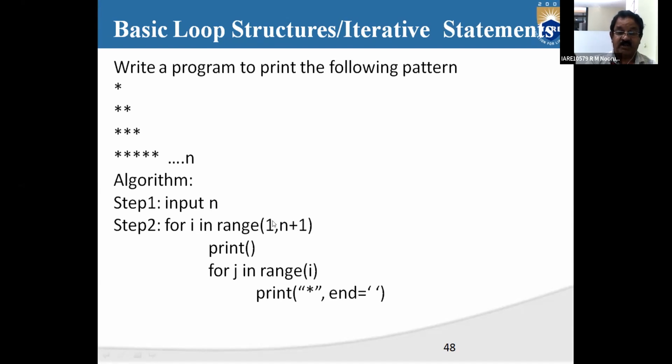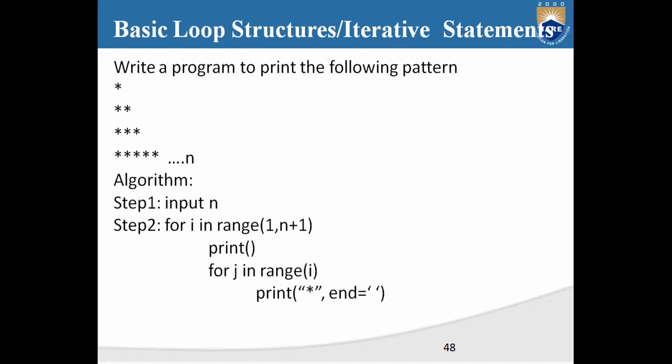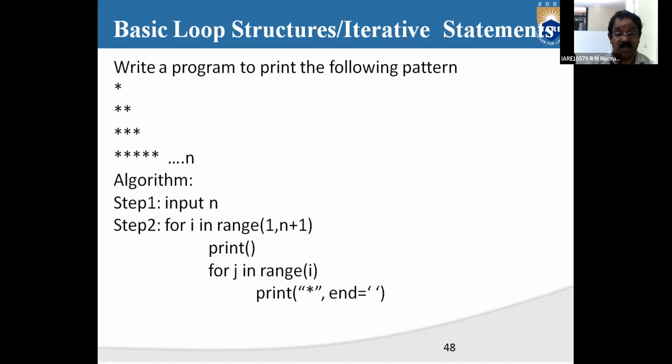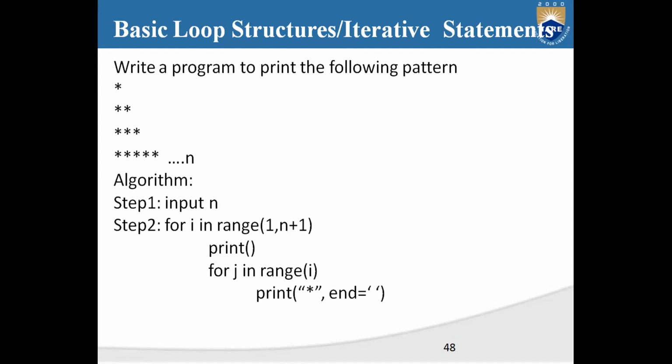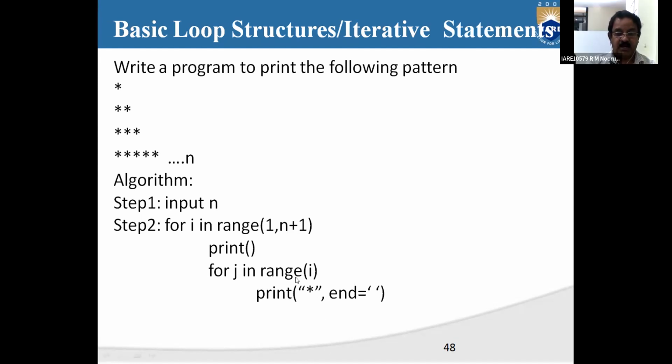Say for example, if I have given it as 25 comma n plus 1. No output, sir. No output means it will not enter into the inner for loop. Why? Because the outer for loop condition has not been satisfied.